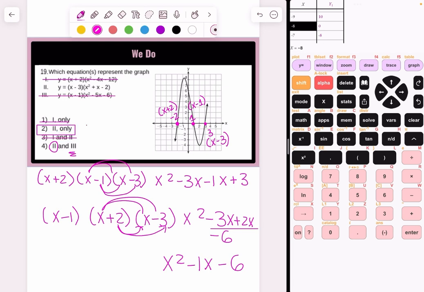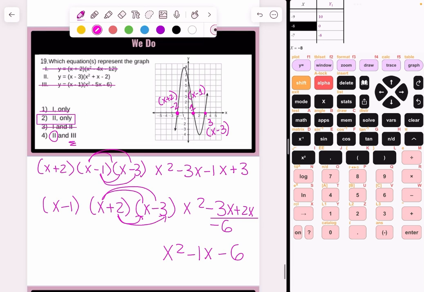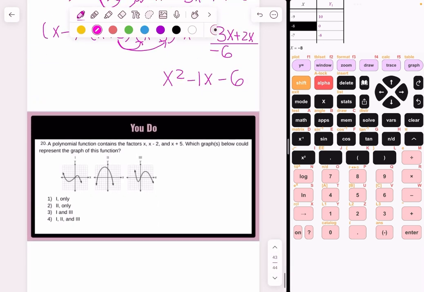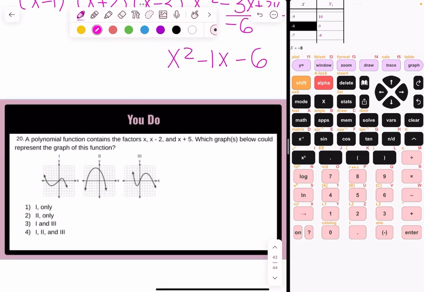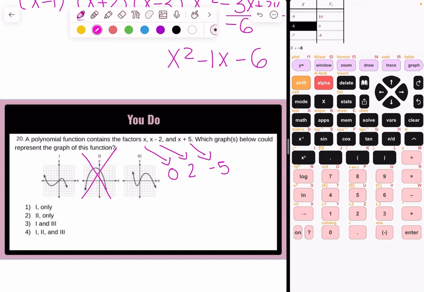Perfect. All right, and lastly, let's go look at this you-do problem. A polynomial function has factors x, meaning that it's going to end up being 0. X minus 2, which means it's going to be positive 2. And x plus 5 means it's going to be a negative 5. Because we have 3 factors, that means it's not going to be a quadratic. It's not going to be a U. It's going to be the loopy thing.